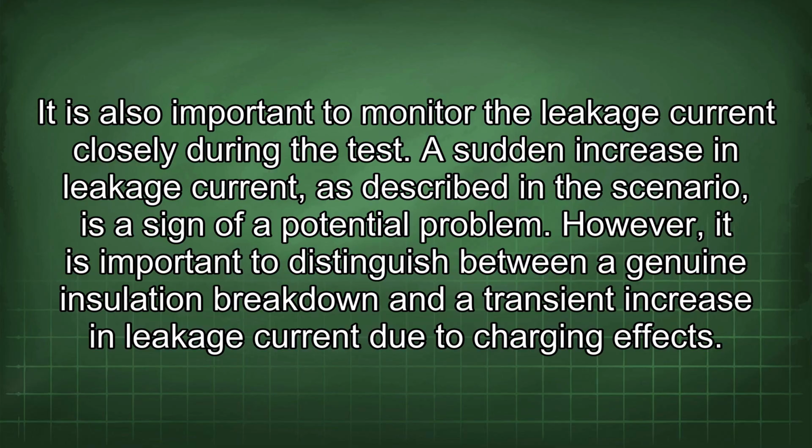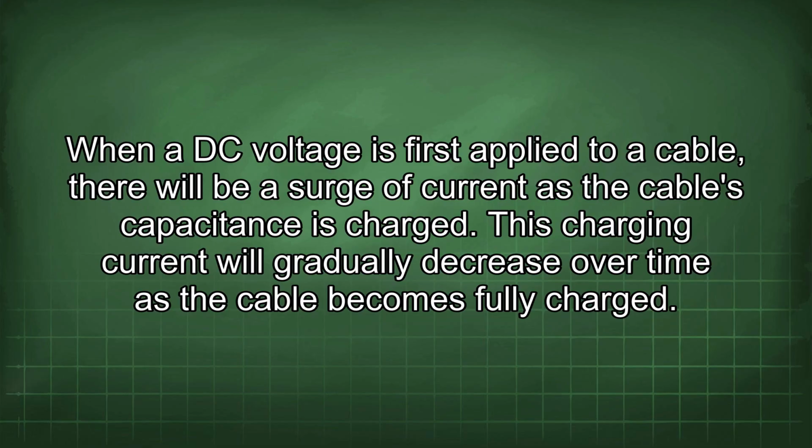A sudden increase in leakage current, as described in the scenario, is a sign of a potential problem. However, it is important to distinguish between a genuine insulation breakdown and a transient increase in leakage current due to charging effects. When a DC voltage is first applied to a cable, there will be a surge of current as the cable's capacitance is charged. This charging current will gradually decrease over time as the cable becomes fully charged.